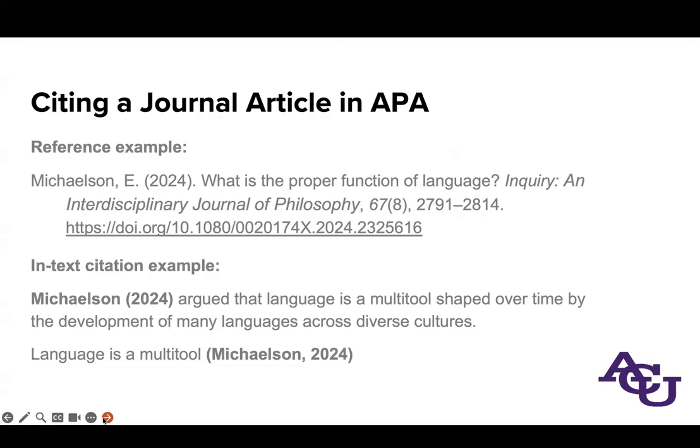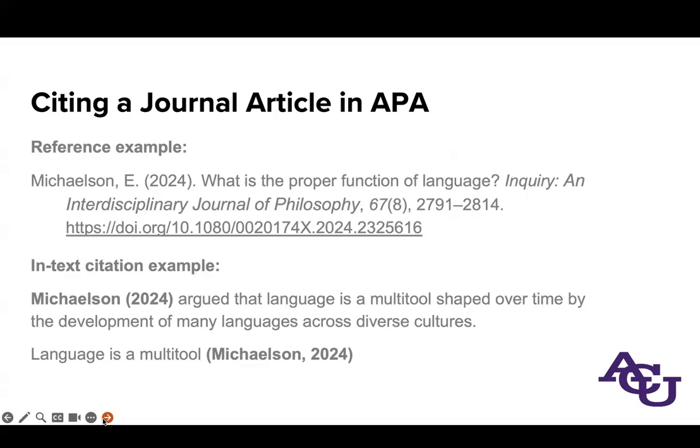And last, we put the DOI number, or if there's no DOI for the journal article, you can put a publicly accessible URL. Regardless of which you use, the DOI is preferred. But regardless of which you use, both the DOI and the URL should begin with https://.